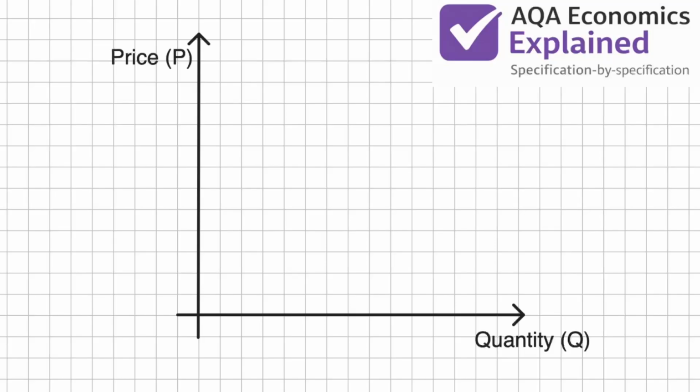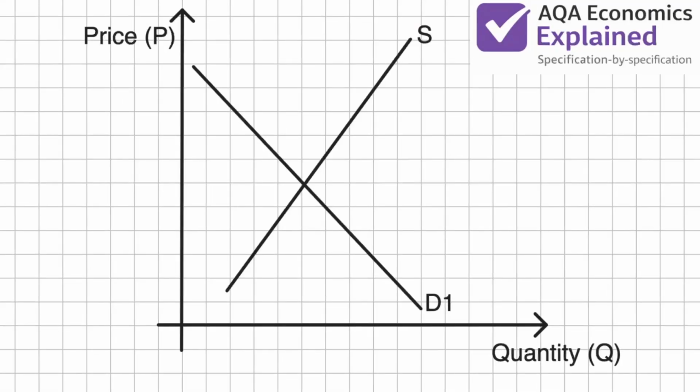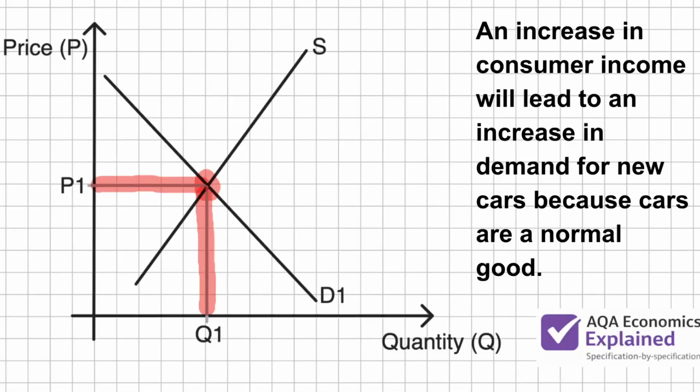I draw my axes first, with price on the vertical axis and quantity on the horizontal axis. I keep it simple and clear. Then I draw the original demand curve sloping downwards and label it D1. After that, I add the supply curve, sloping upwards, and label it S. At this point, I've got a standard supply and demand diagram showing the market before anything changes. I then mark the point where demand and supply meet. This is the original equilibrium. From that point, I drop a vertical line down to the quantity axis and label it Q1, and I draw a horizontal line across to the price axis and label it P1.